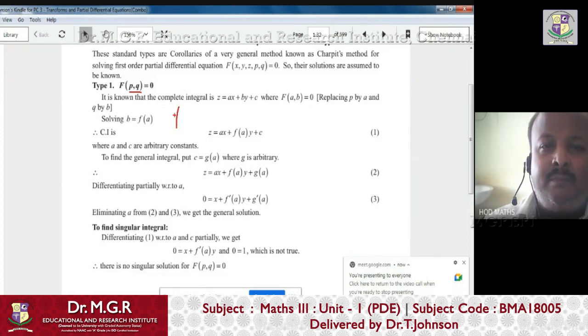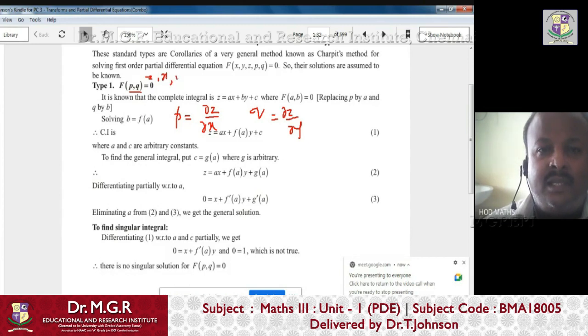P is nothing but dou z by dou x, where z is the dependent variable and x is the independent variable. So differentiating the dependent variable z with respect to x is denoted by P. Similarly, Q is nothing but dou z by dou y. This you know already. So in type 1 PDE, we have only P and Qs, which means there is no z, no x, no y.